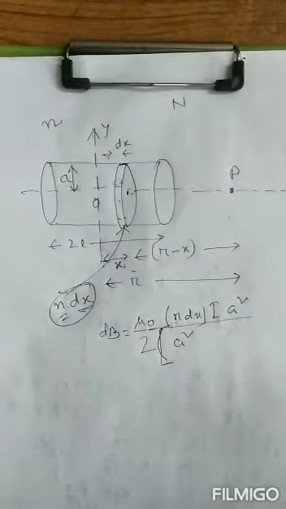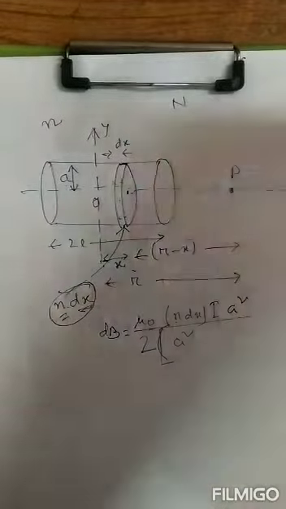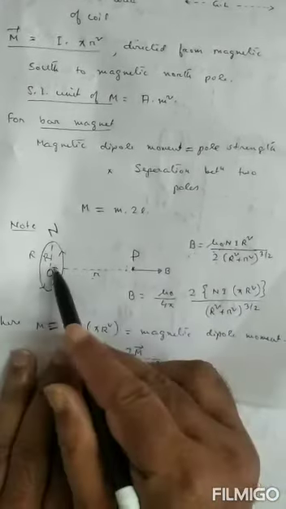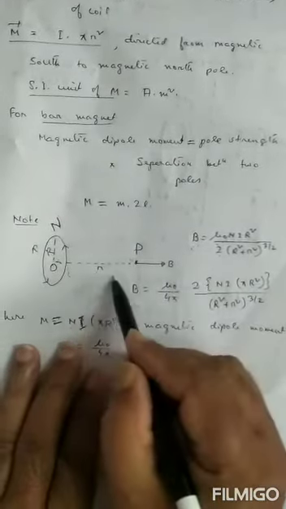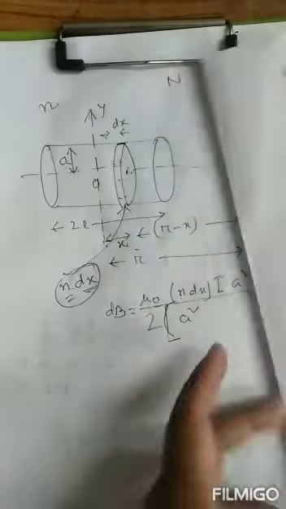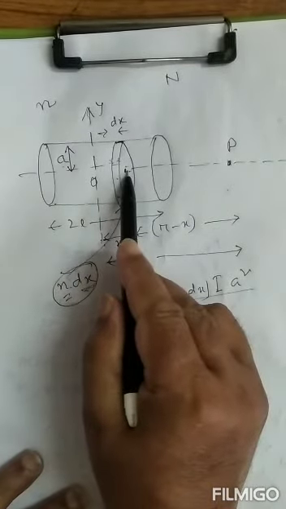Yes or no? Now we have to consider this particular distance, smaller. In this expression, mu 0 N I R square, this is the axial distance. This distance is taken from the center of the circular loop. In our case, what is the center of the circular loop? This is the center of the circular loop.